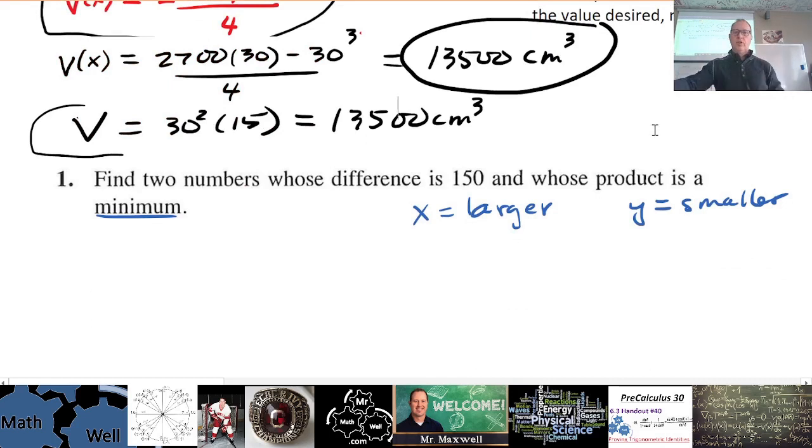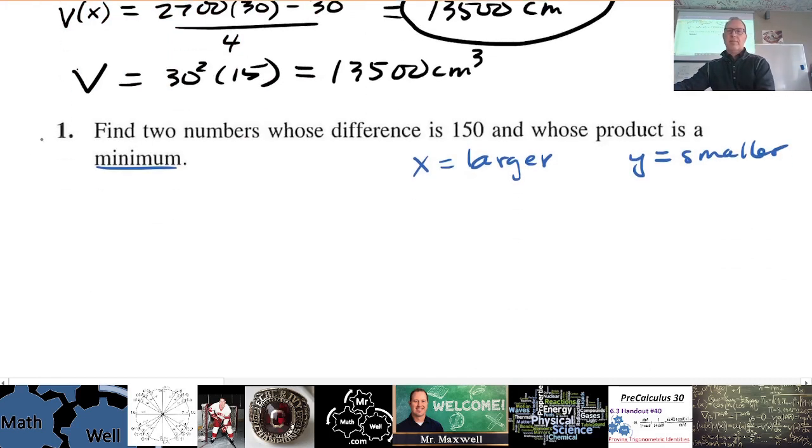So find two numbers whose difference is 150 and whose product is a minimum. So we want to minimize the product, right? So I usually do what we're trying to optimize first. So product is, and we got just two numbers, so x and y. Now I made a little note here that x is going to be the larger and y is the smaller. Why? Because the difference is 150.